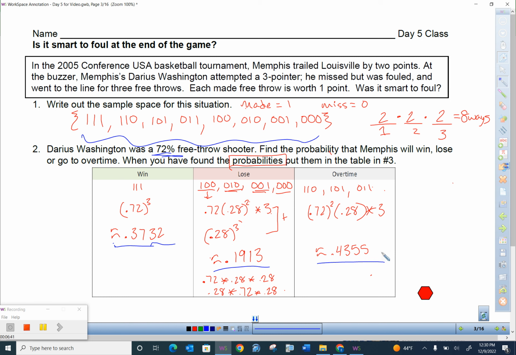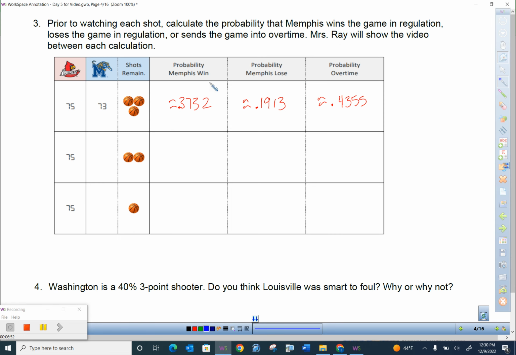Okay? So now what we're going to do is just take those values down to our next table, because that was the probability of Memphis winning, Memphis losing, or the probability of Memphis going to overtime. We don't know if they win or lose in overtime, but going to overtime. And now what we're going to do is talk about a running probability simulation.